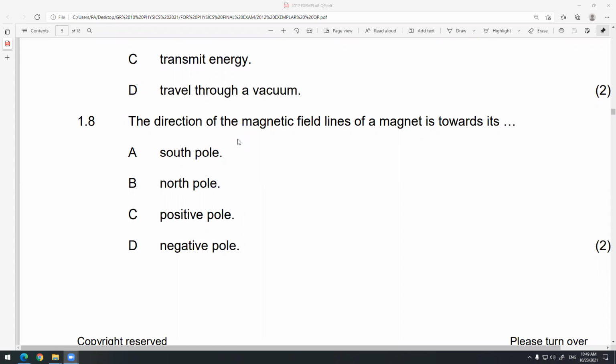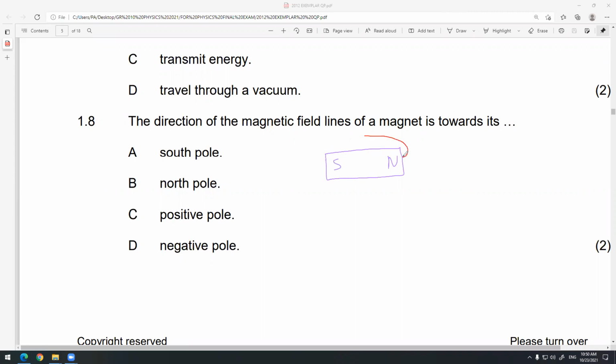All right, let's continue with the answer now. They are asking about the direction of the magnetic field. So we have to remember, let's draw a magnet here, and then show the magnetic field direction. The direction of the magnetic field is always from N to S. Let's say this is N and S.